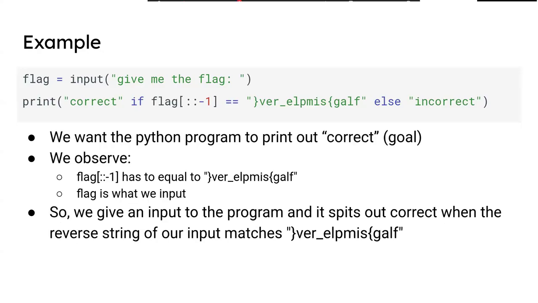First thing that we see is we want to print out the flag. We know that when we reach our goal, when we print out correct, we observe flag with open bracket colon -1 has to equal that string, and flag is whatever we input. So we give the program a string, and it prints out correct when, basically, when we see the bracket colon -1, that implies that it's a reverse. So we just have to reverse that string right there to get our flag.